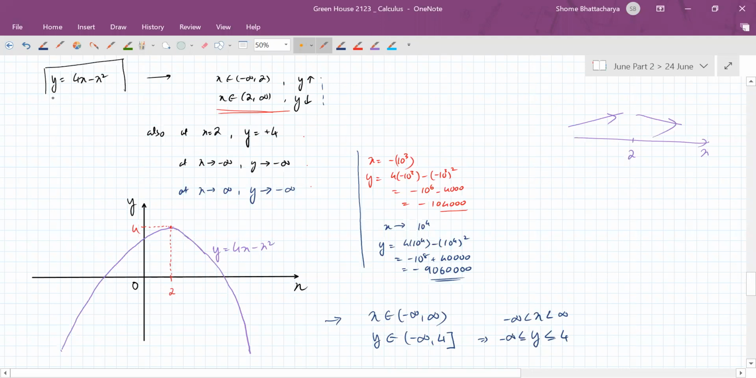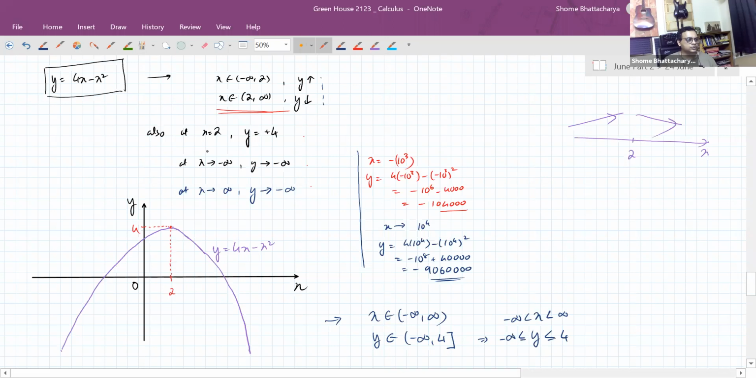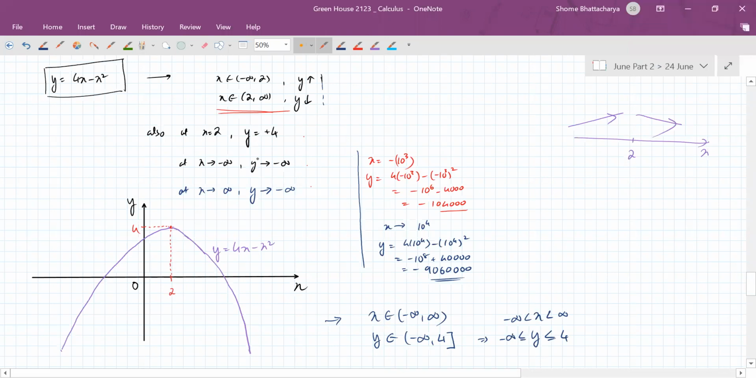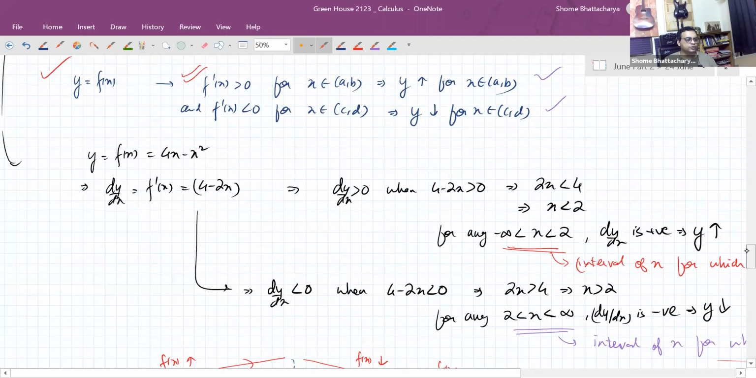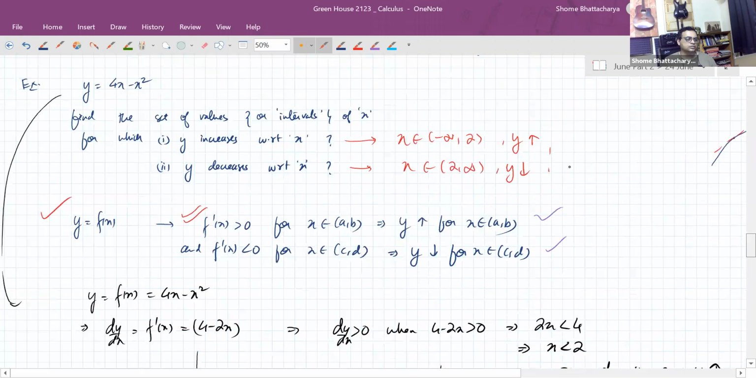So what will be the interval like when y is increasing for this function? For this one, we've written this down. From -infinity to 2, y is increasing, and from 2 to infinity, y is decreasing. That we already got here, no?